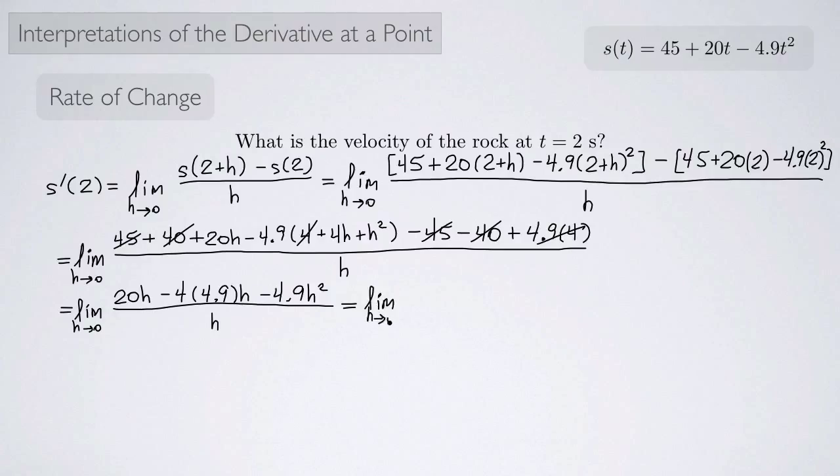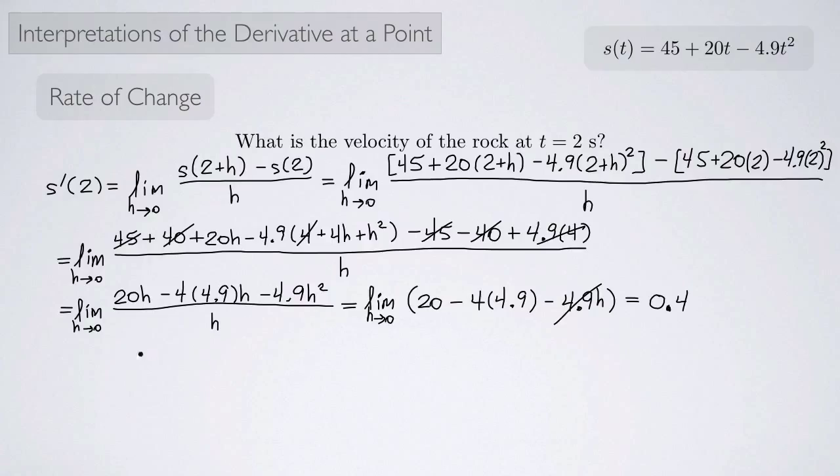So this is the limit as h approaches 0 of 20 minus 4 times 4.9 minus 4.9 times h. And I can take the limit. Let h go to 0. This last term goes away, and I get 20 minus 4 times 4.9. And if you calculate this, you get something pretty small, 0.4. And that's about what we expected. We thought we would get something that's pretty close to 0 here. We end up getting 0.4.